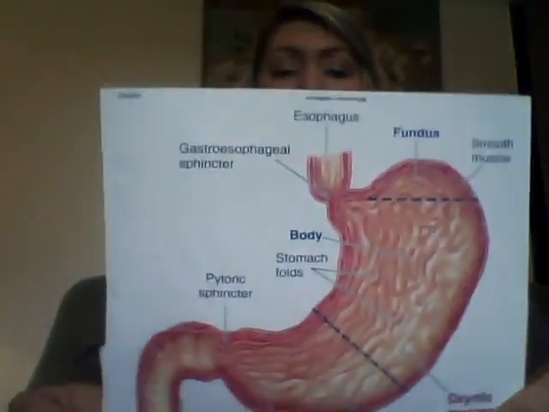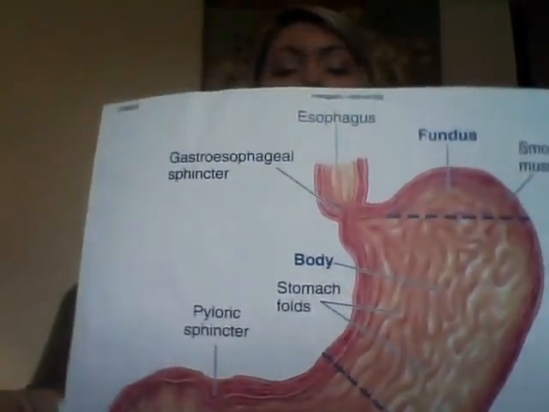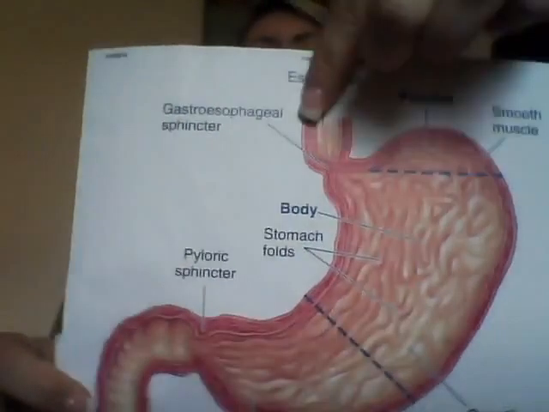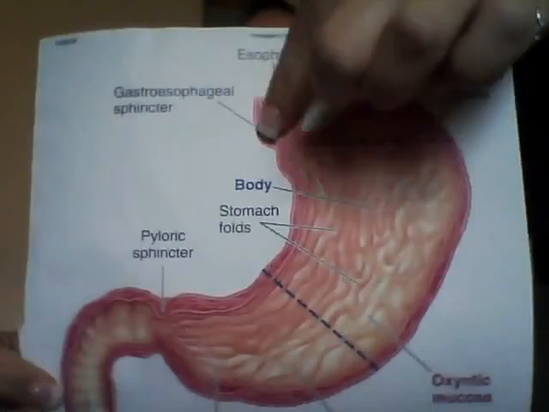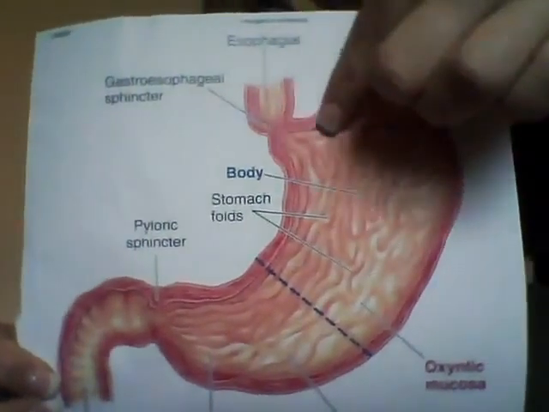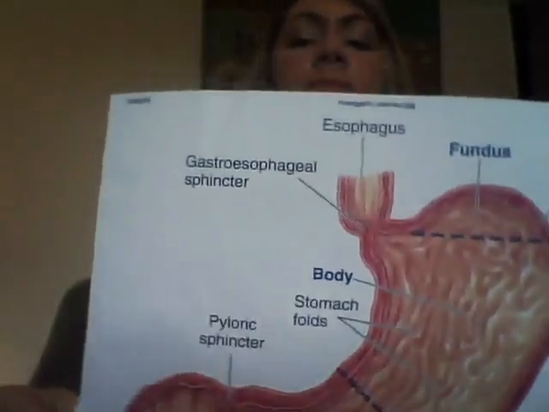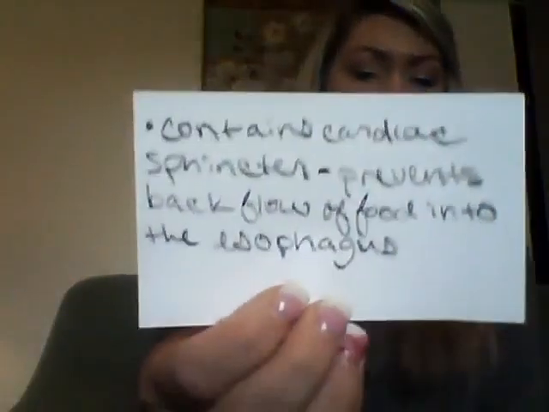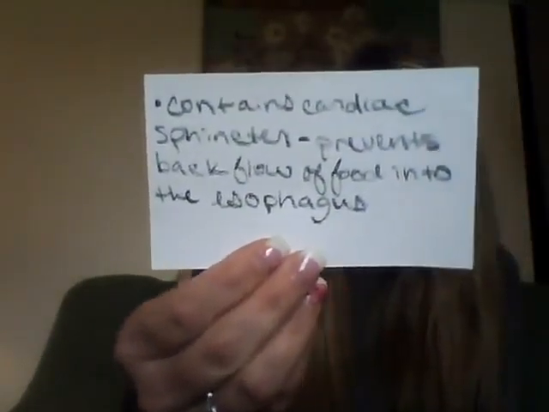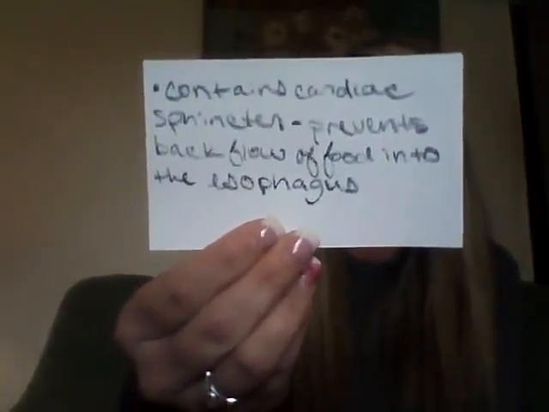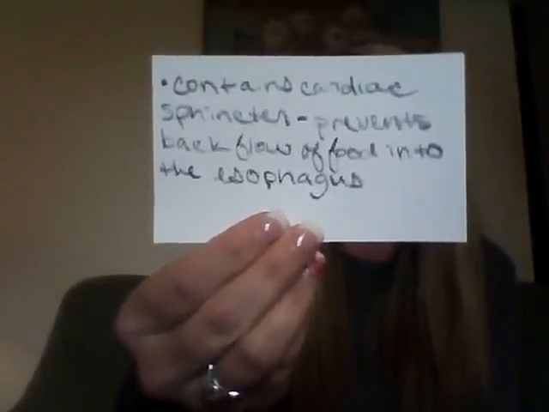Moving on to the stomach of a monogastric animal. In the monogastric stomach, we have a cardia, which is this area here between the fundus and body of the stomach and the esophagus. This cardia contains a cardiac sphincter that prevents backflow of food into the esophagus.